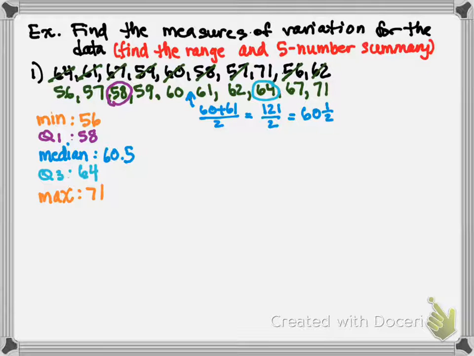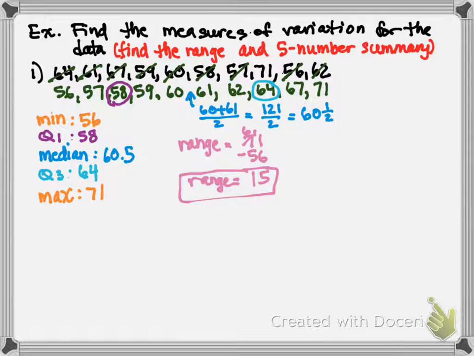Okay, now I am going to do range. And that's going to be the 71 take away the 56. So maximum take away minimum. And I get a range of 15. And then let's see, might as well go ahead and calculate an IQR.